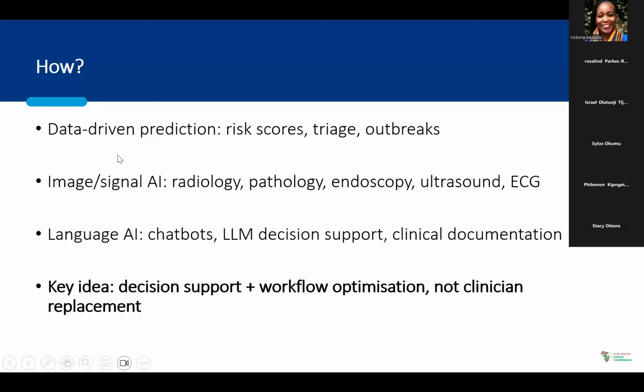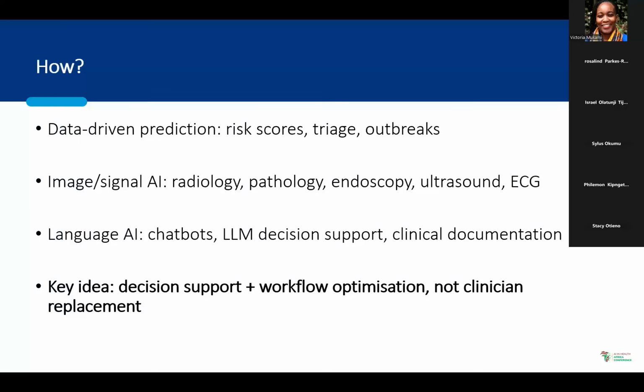So we can look at the how. So we can categorize things into data-driven kind of prediction scores, so risk scores, triage, monitoring of outbreaks. We can divide things into images and how images are analyzed, and we can divide things into languages and AI chatbots and language support. So that's one way of thinking about it, from actually what the type of AI is, what the type of machine learning, what types of things that we're using.